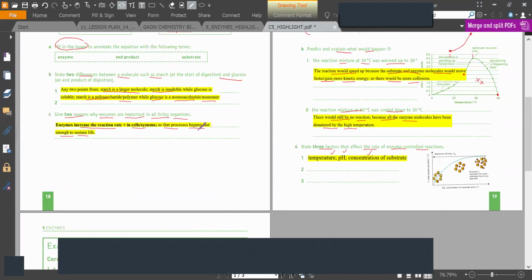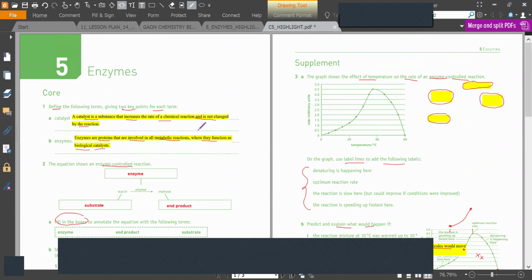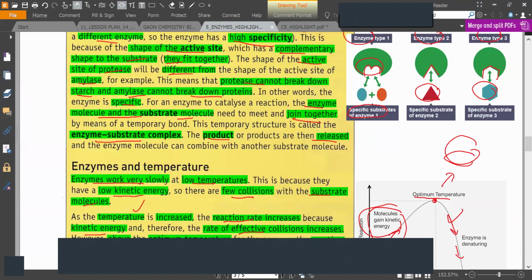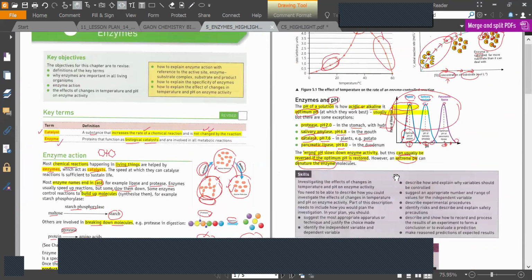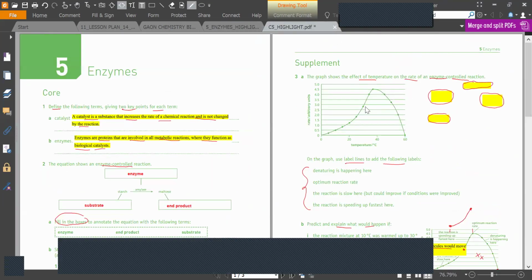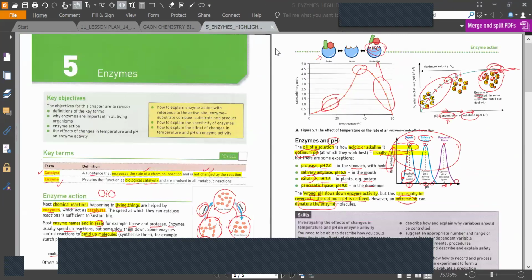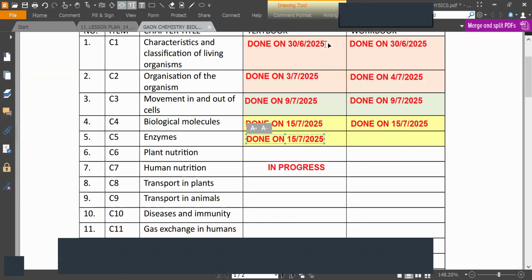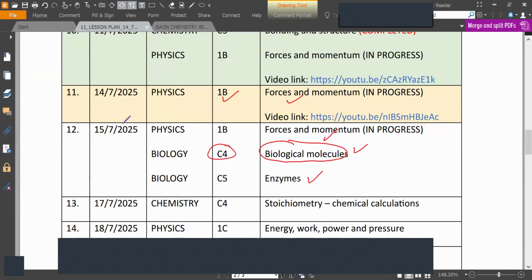This is good. So basically we finish everything, all the notes and the workbook as well. So unit 5 is completely done. Okay, so this is good. Unit 5 is completely done. So now what should we move on to?